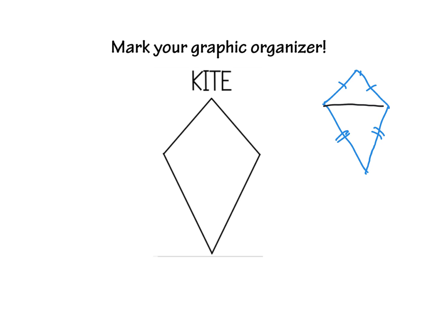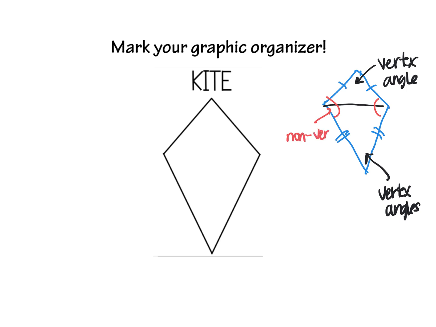Now that being said, when we talked about isosceles triangles, we said the angle between the congruent legs is called the vertex angle. So on a kite, the angles between the congruent sides are called vertex angles. The other two angles, so we're talking about these two here, these are called the non-vertex angles. Very creative, I know. These are the non-vertex angles. All right, so there's a little bit of terminology.